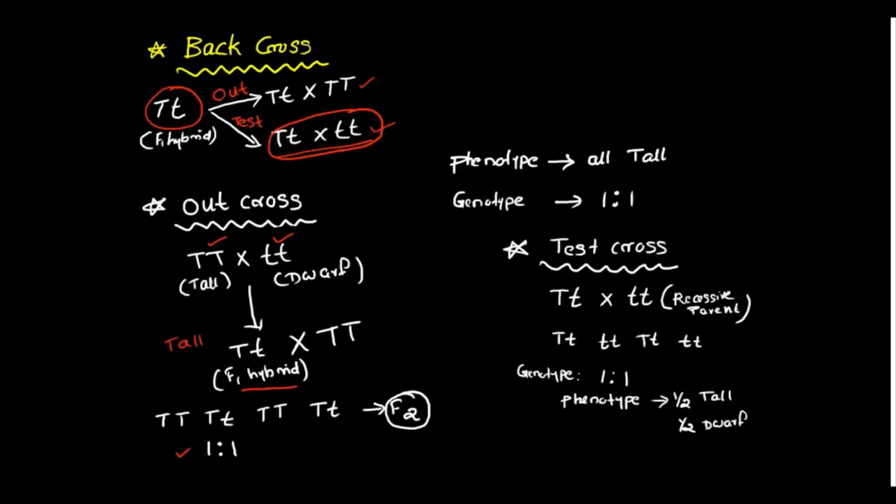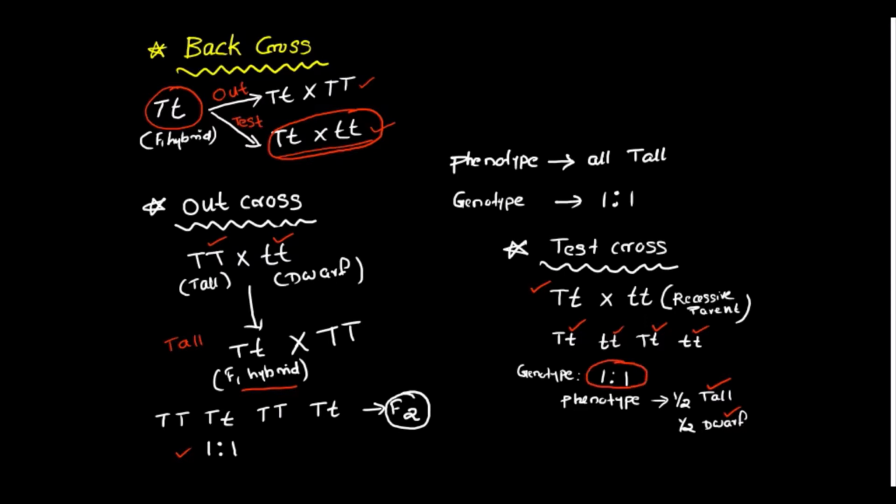If you are crossing this hybrid with homozygous recessive parent, then we will get half of the offspring as capital T small t and half as small t small t. Capital T small t means 50% tall plant and small t small t means 50% dwarf plant. So the genotypic ratio is 1:1.